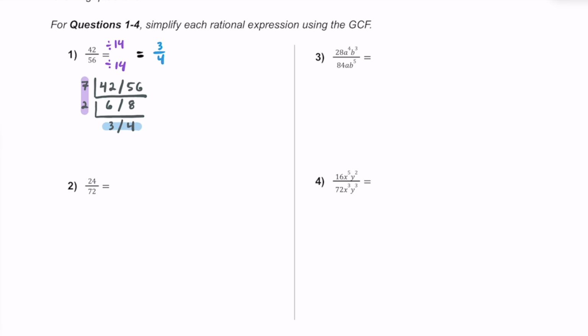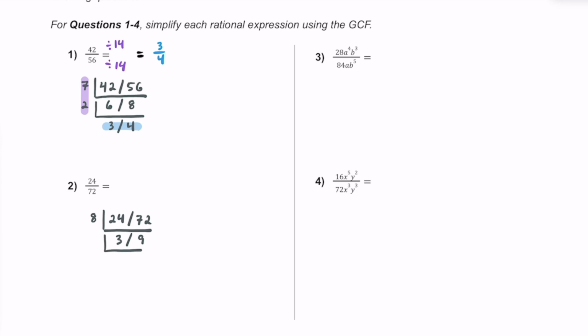For number 2, we have another fraction. We have 24 over 72. So I'm going to go ahead and just do the same thing here. Put 24 to the left and 72 to the right. Let's go ahead and see if we can find any common factor that's going to work for both these numbers. It goes in evenly. I think I'm going to go with 8 to start here. So 8 times 3 is going to be 24, and 8 times 9 is going to be 72.